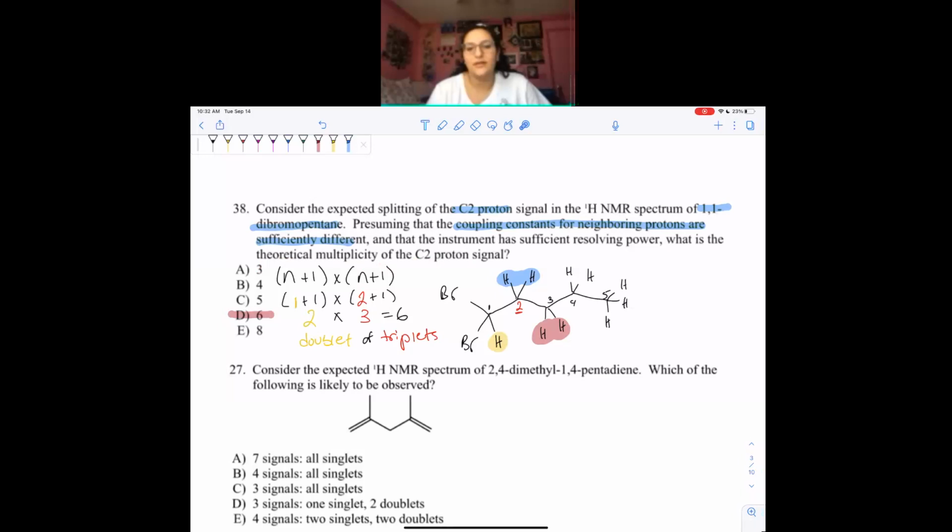C2 is just carbon number 2. So on the chain, if we start counting here, we have carbon number 1, carbon number 2, carbon number 3, 4, 5. It's a weird way to write that, but that's all that means.